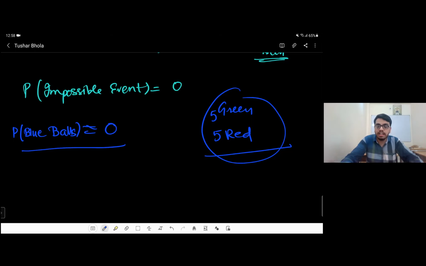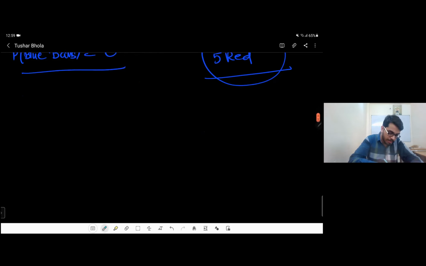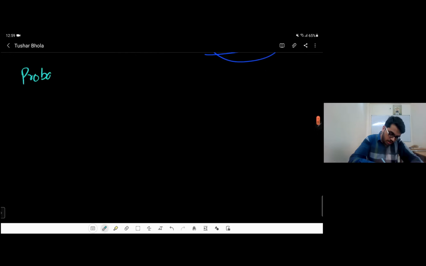I hope you have understood the meaning of sure event and impossible event. The probability of the sure event will be 1 because it is sure. Definitely it will occur. And for an impossible event, which is not possible to occur, like the example of a bag which contains green and red balls, if I want to find the probability of blue balls, that will be 0. Why? Because there are no blue balls. I hope you understand. Let us come to the formula of probability now.